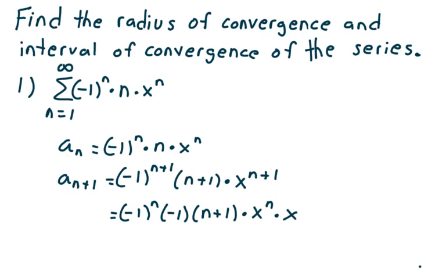To find a sub n plus 1, I'm going to replace n with n plus 1. And so a sub n plus 1 is negative 1 to the n plus 1 times n plus 1 times x to the n plus 1. Breaking this apart, we get negative 1 to the n times negative 1 times n plus 1 times x to the n times x.